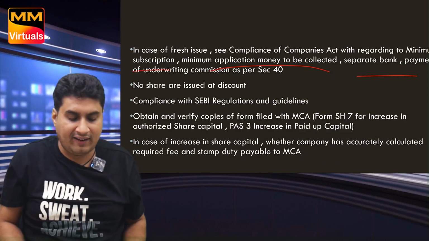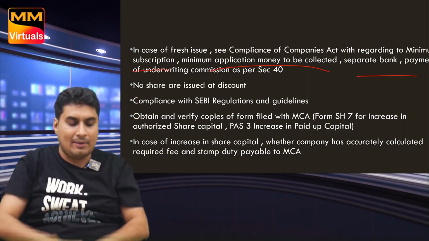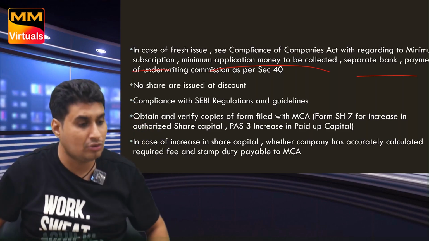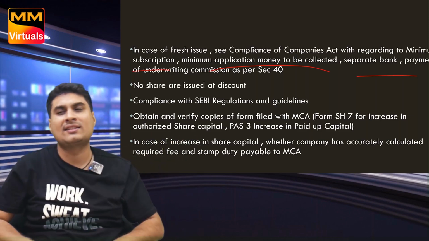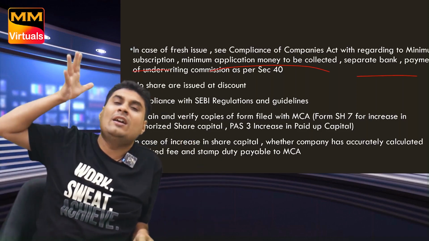Whichever form you file, okay, SH7 for increase in authorized share capital. PAS 3, increase in paid up share capital. You have to remember this, okay? If it comes directly, you will get 4 marks. SH7, increase in authorized share capital. PAS 3, paid up share capital.